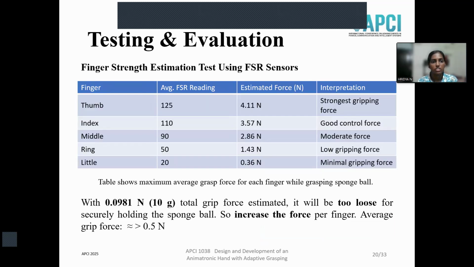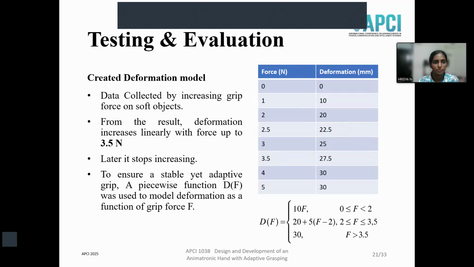So testing and evaluation is done by a finger strength estimation test using the FSR sensor. From this we need to increase the force per finger. So the average grip force should be greater than 0.5 Newton.